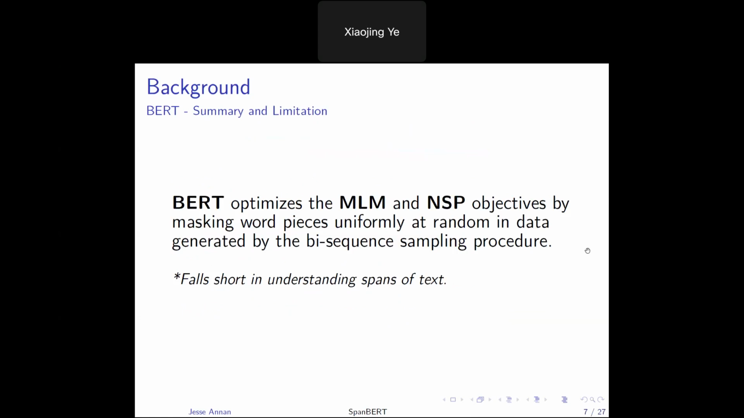So in summary, BERT optimizes the masked language model and next sentence prediction objectives by masking word pieces uniformly at random in data generated by the bi-sequence sampling procedure. What you have to note here is this word piece. It's actually a tokenization technique. So let's say this word "plain". BERT would tokenize this with word piece by creating subwords. Instead of saying "plain" is just one token, it would slice it and make "plain" one token and "ID" another token.